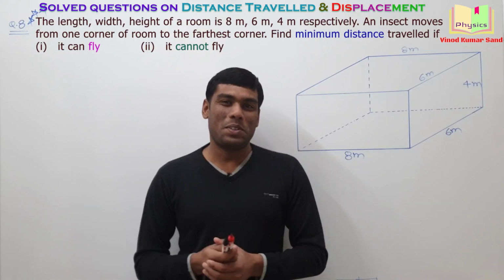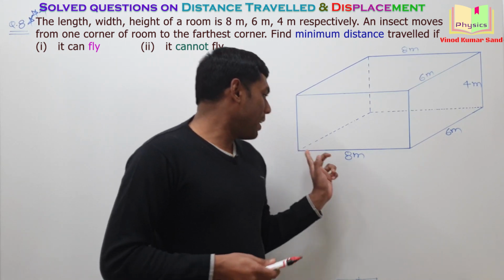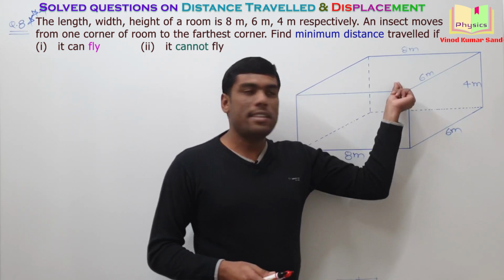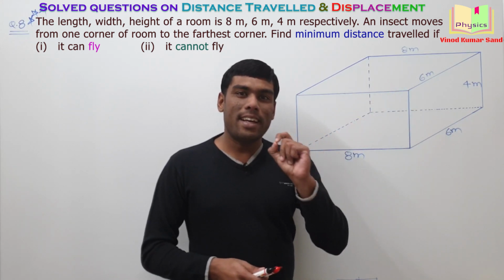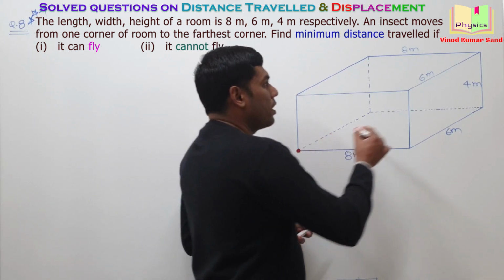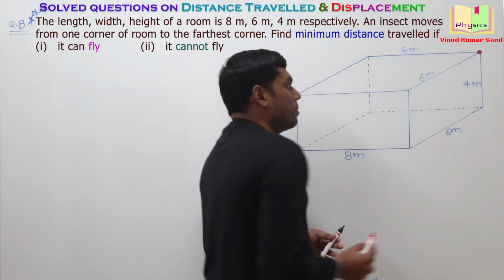Now it's time to discuss the challenger question of this video. There is a room having the length 8 meter, width 6 meter, and the height 4 meter. And an insect wants to move from this corner to the diagonally opposite farthest corner.